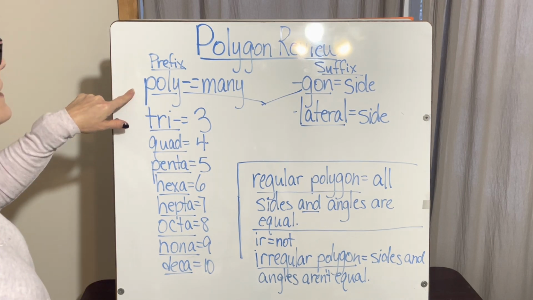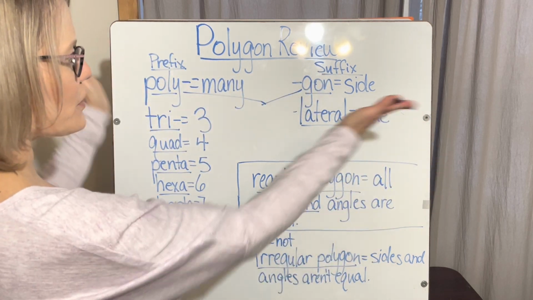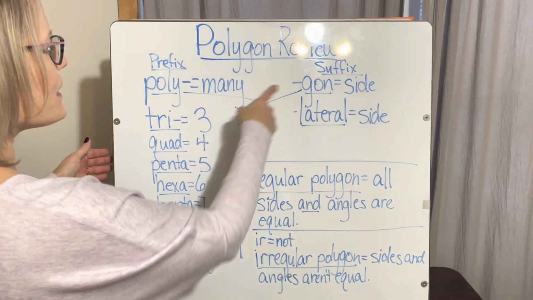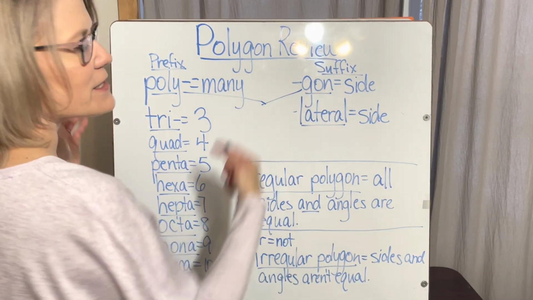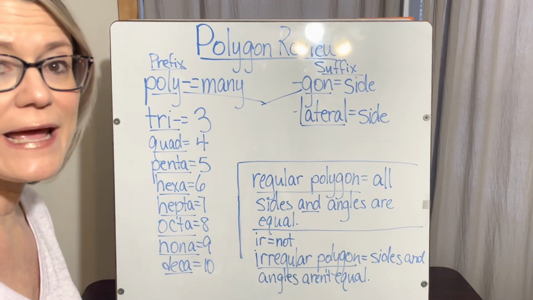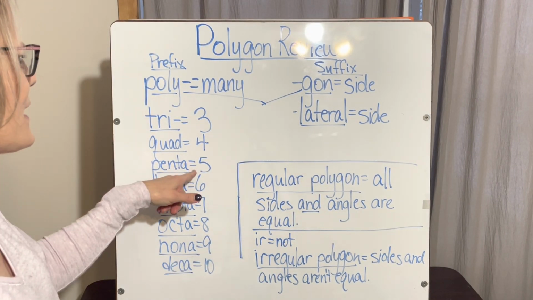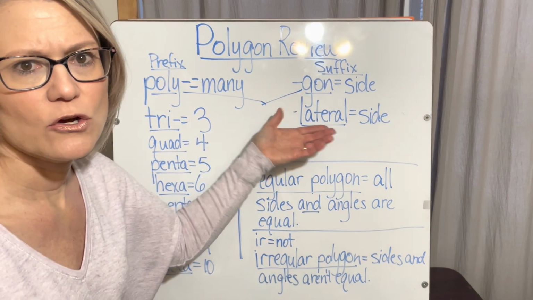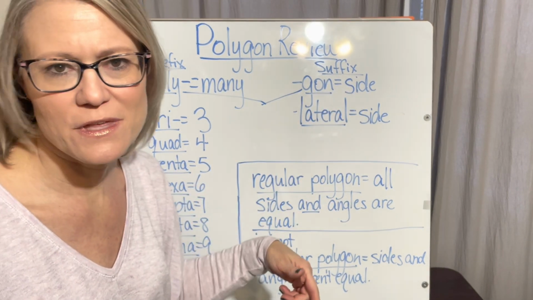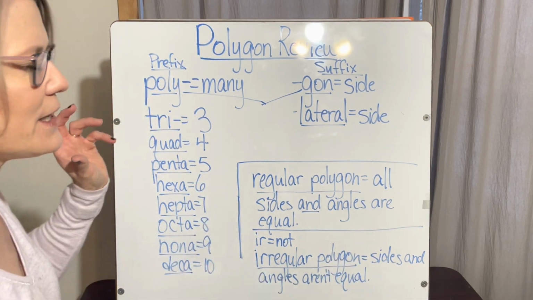The prefix poly means many. And then your suffix, when we mash those words together, the suffix gon means side. So when we put that together, polygon, we have a figure with many sides. Now the one word that we did not go over yesterday that you might want to add to your notes is the word lateral. I thought, well, we've got quadrilateral, we don't say quadgon. So I wanted to see, what does lateral mean? Lateral means the same thing as gon. Lateral also means side. So that makes sense when we put all these words together.